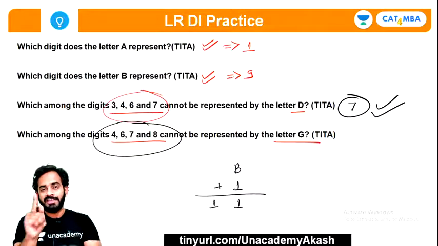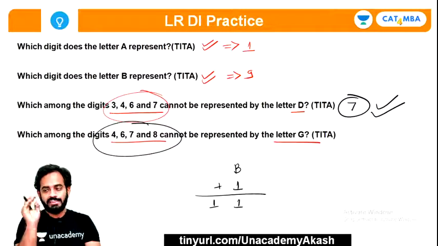We are talking about single digits over here, right? It is a 2-digit number. So 10 plus 1, 11 you will get. But the maximum value of B which you can keep is 9. The maximum value of B you can keep is 9.